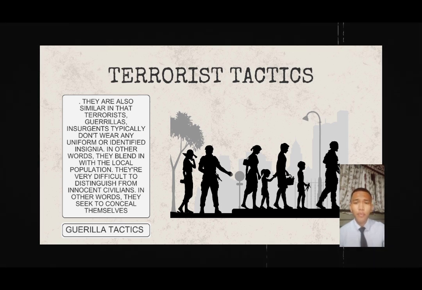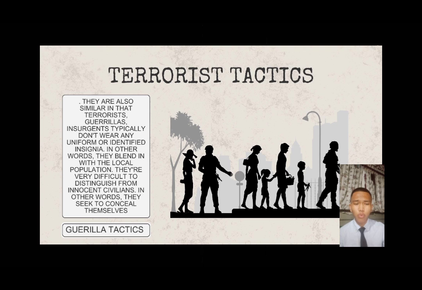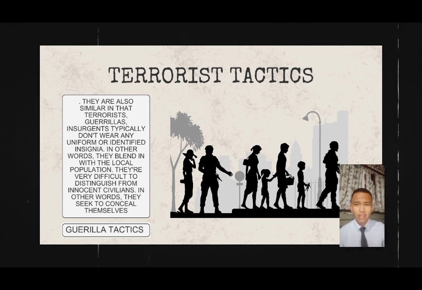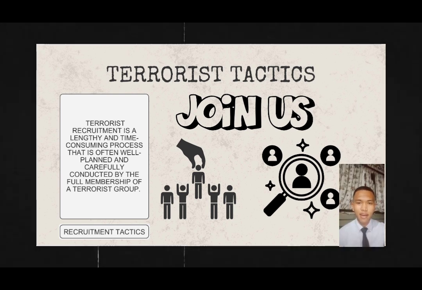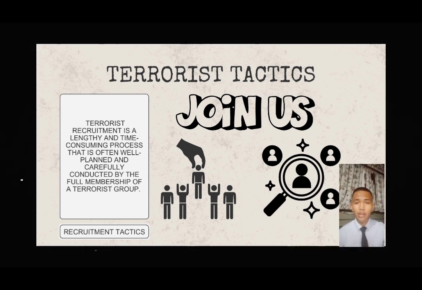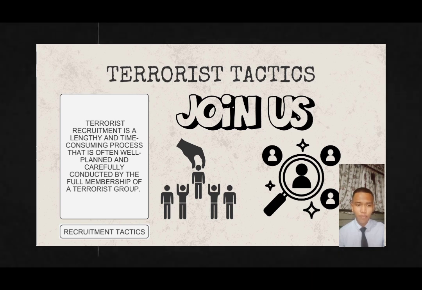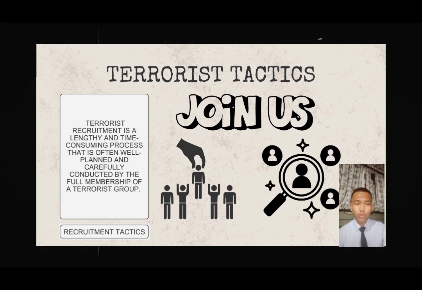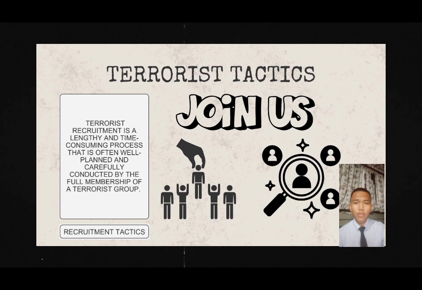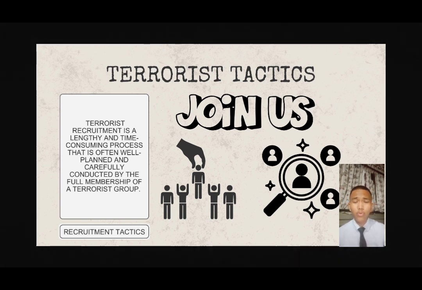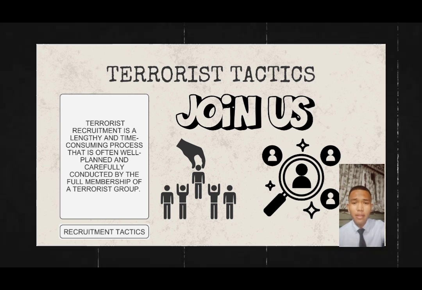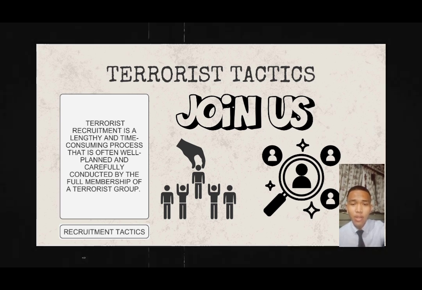They also use what we call the use of terrain, such as forests or urban areas, for cover and concealment. Another tactic that terrorist groups use is recruitment. Like any organization, terrorist groups must recruit to sustain their membership. They want to add more members, more young men and children, because they believe there is strength in numbers.